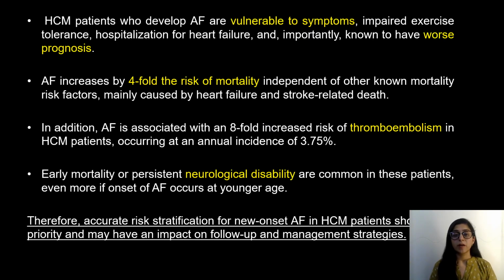HCM patients who developed AF are vulnerable to symptoms, impaired exercise tolerance, hospitalization for heart failure, and importantly are known to have worse prognosis. AF increases by fourfold the risk of mortality, independent of other risk factors. It also increases eightfold the risk of thromboembolism. Early mortality or persistent neurological disability are also common in these patients. Therefore, accurate risk stratification for new onset AF in HCM patients should be a priority and may have an impact on follow-up and management strategies.